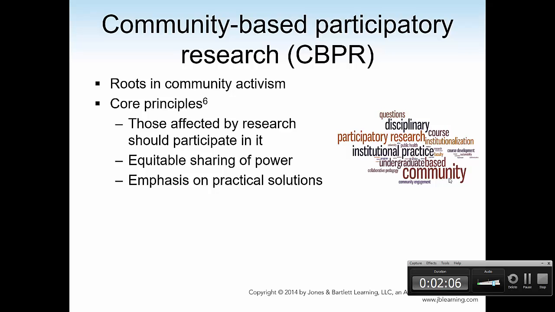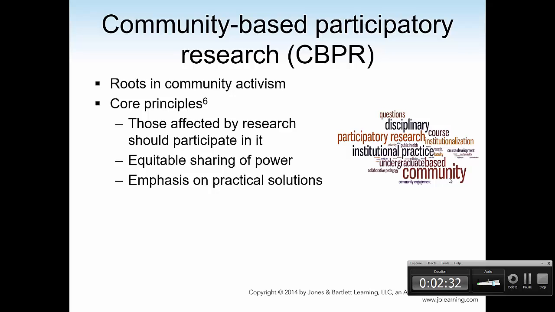All right, so the core principles of this is simply those affected by research should participate in it. It shouldn't just be in a cold laboratory somewhere. Field workers, they need to get out and they need to work with the public and get them involved and get them educated. And that way they can help to protect themselves and reduce risk, which we will talk about.